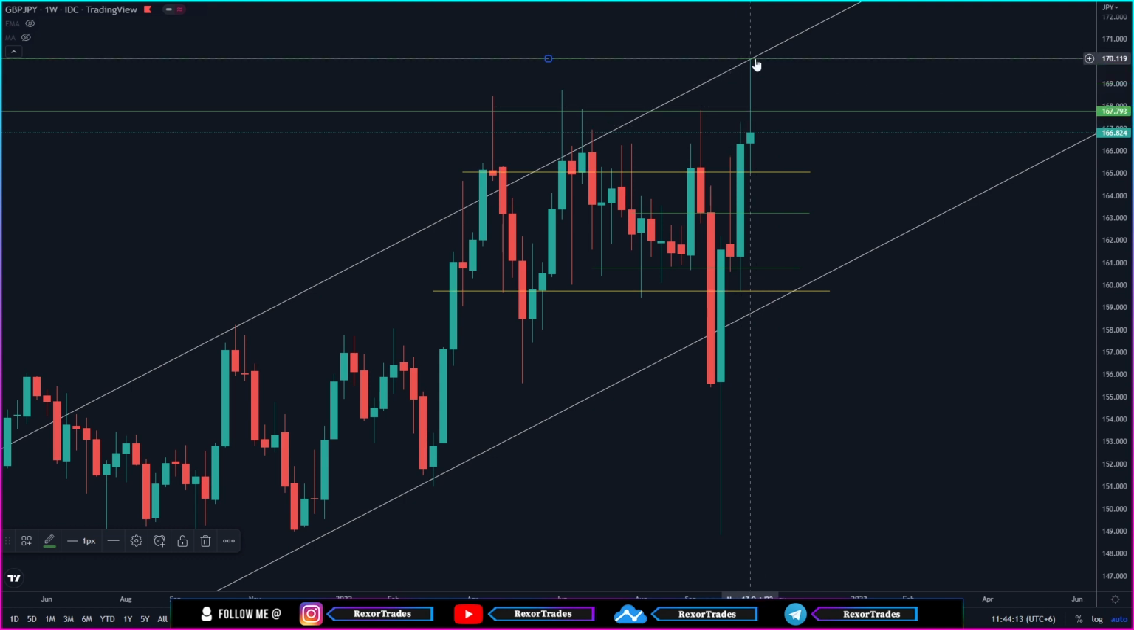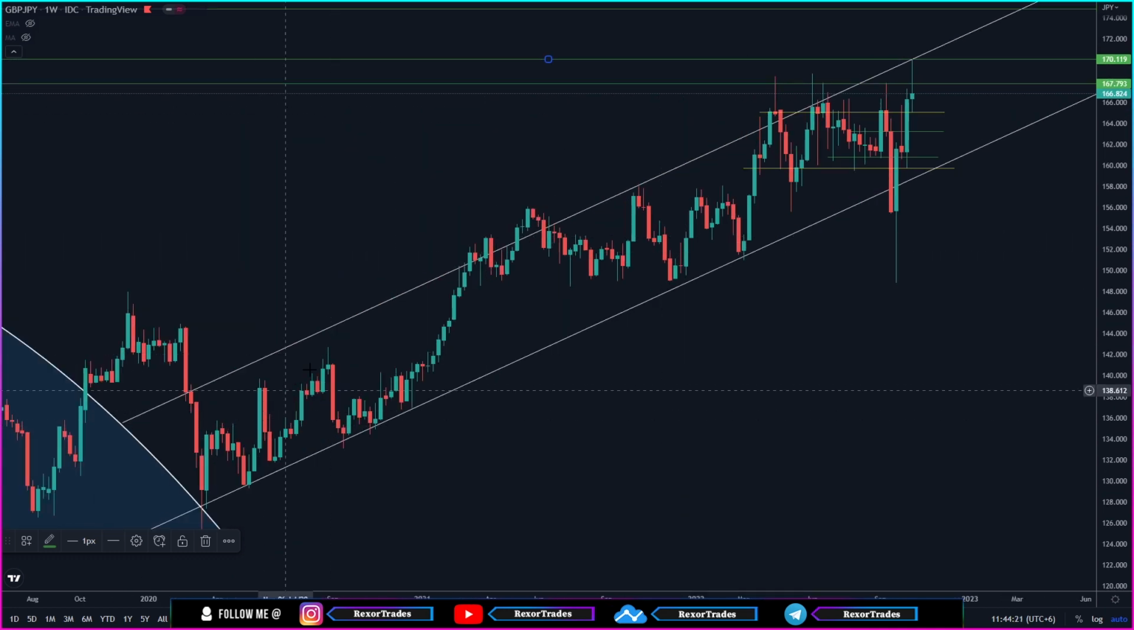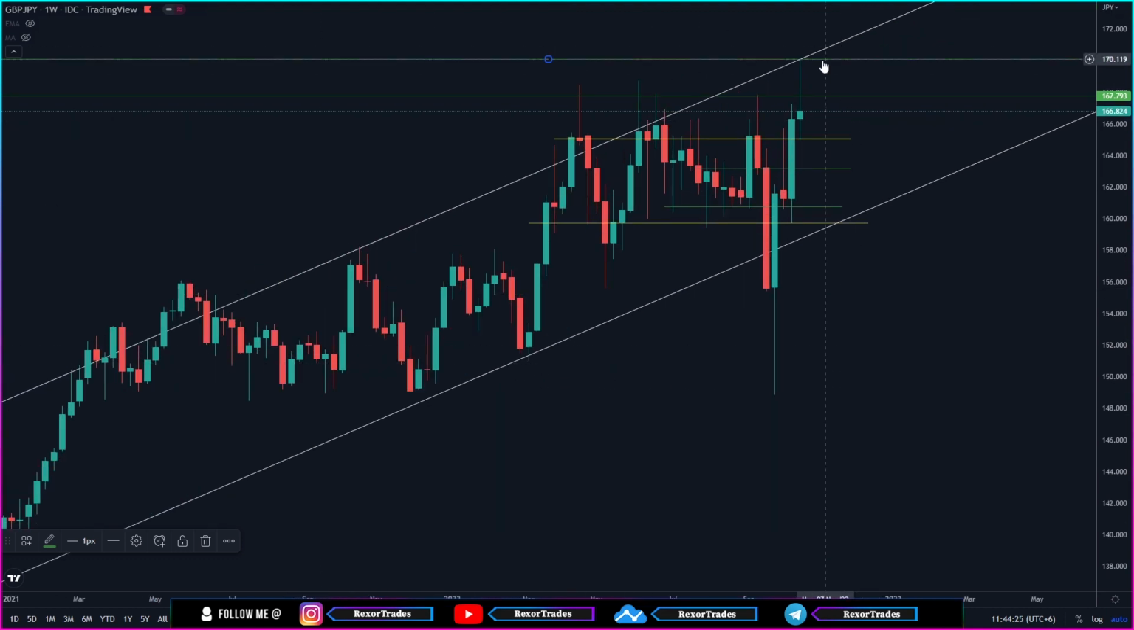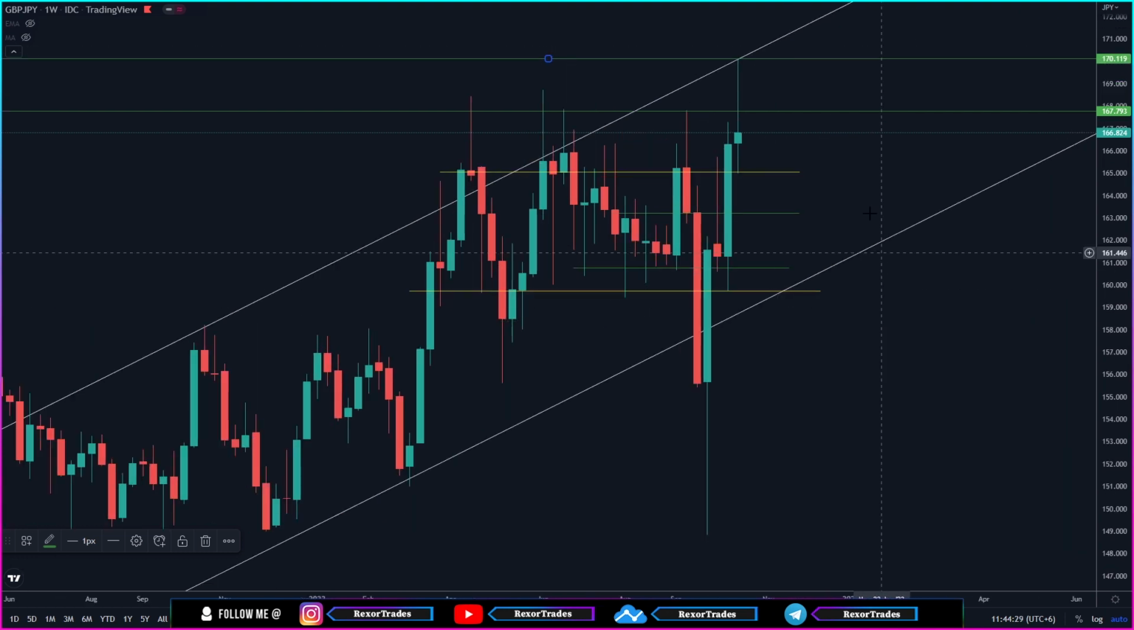GBPJPY, after making a retest on this next key level, faced some strong price rejection, as you can see from here, and also a retest on this key level aligns with our uptrend channel, which we drew way before. As you can see, a retest on this key level is also a retest on our uptrend channel over here. Now GBPJPY also has a support zone over here, which has multiple retest points, which you can see even better on a daily time frame.